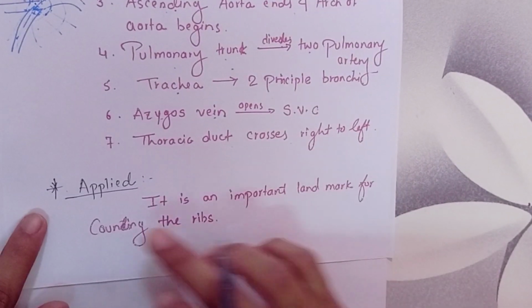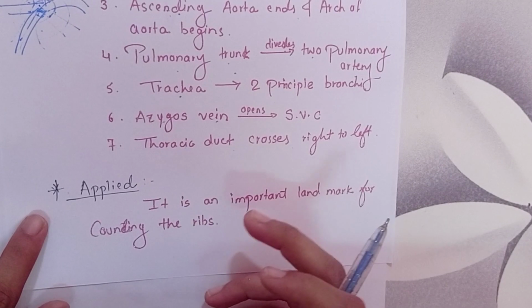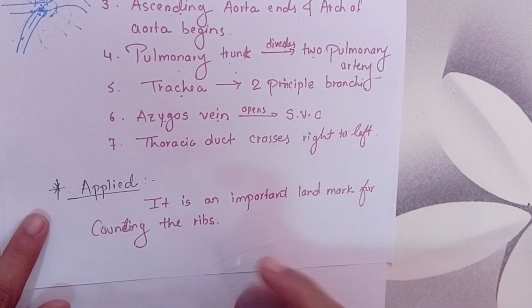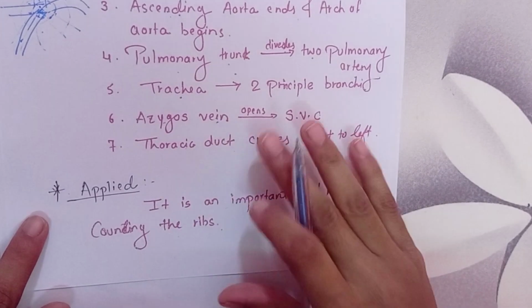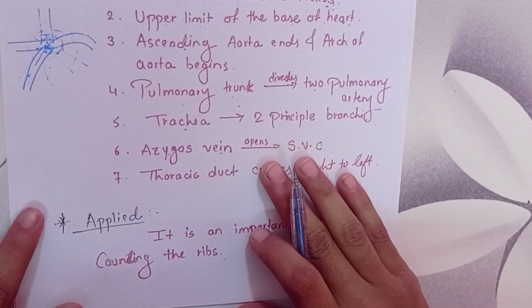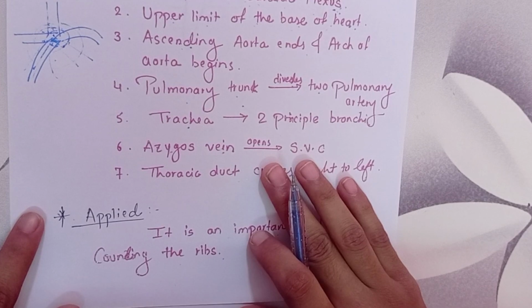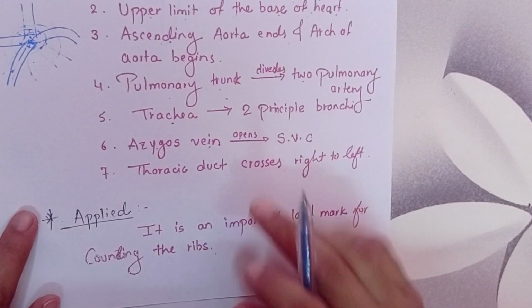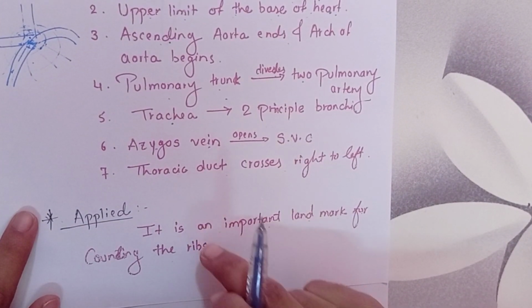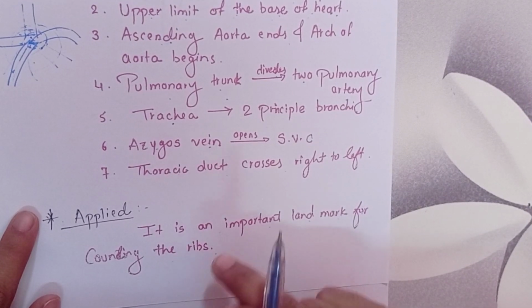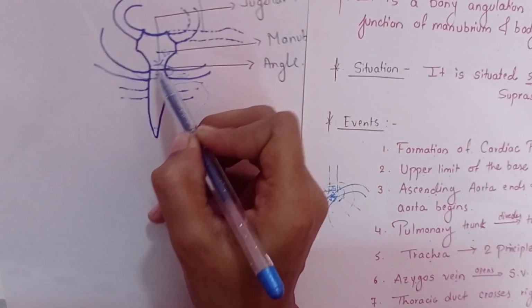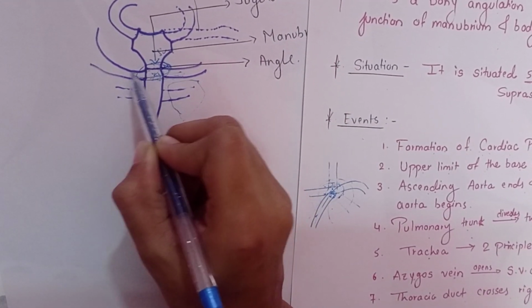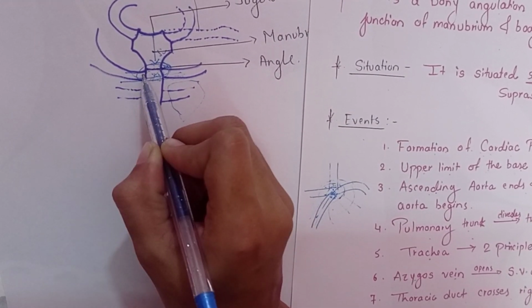Now, what is the applied aspect of the angle of Louis or the sternal angle? It is an important landmark for counting the ribs. During examination or percussion, the important site that we have to remember while counting the ribs is the angle of Louis, that is the sternal angle. From here we can start, as at this junction there is the second rib. This is one of the important points that we have to remember.